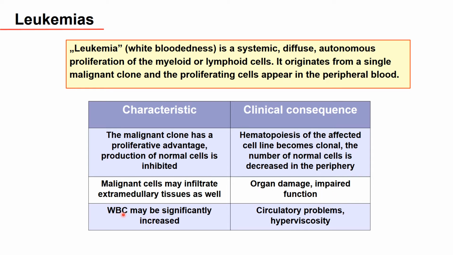Another thing: the white blood cell count may be significantly increased, and when it is, we can have a circulatory problem such as hyperviscosity, or leukostasis can develop, when the white blood cells plug the vasculature, and we don't have normal circulation, and we can have perfusion abnormalities in the periphery.